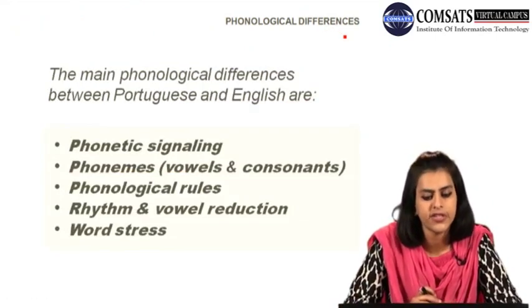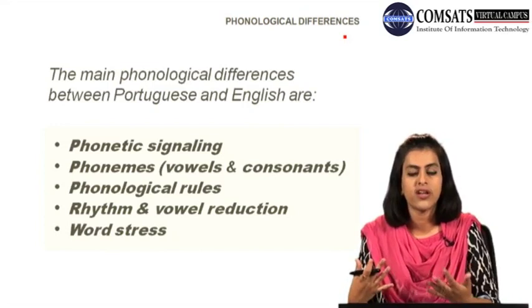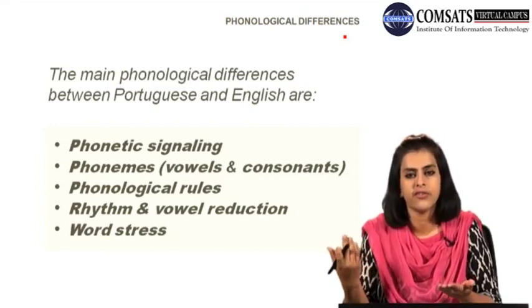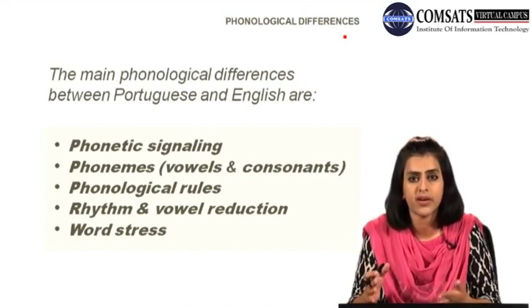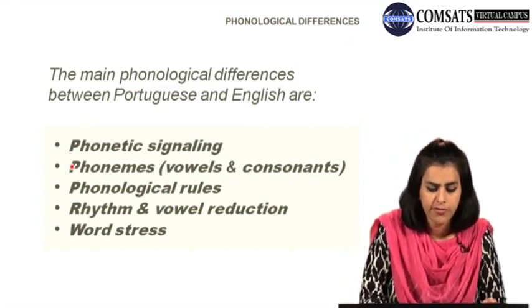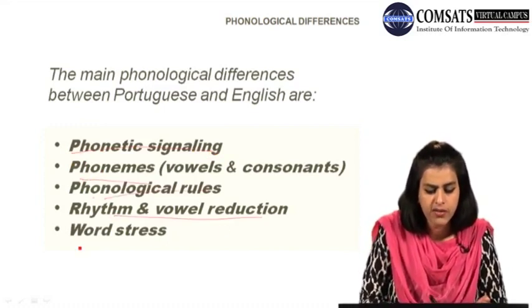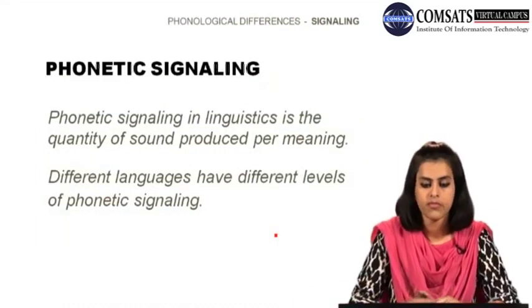The main phonological differences between Portuguese and English are, now for understanding that the English language is not very difficult, or to understand the phonological structure of the English language, it is really very important that we compare it with another language. So the main phonological differences are of phonetic signaling, of phonemes, of phonological rules, of rhythm and vowel reduction, and word stress, which we would talk about in detail one by one.